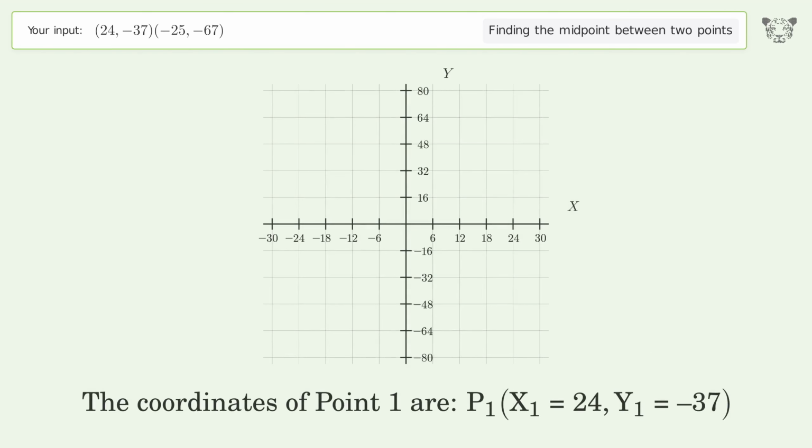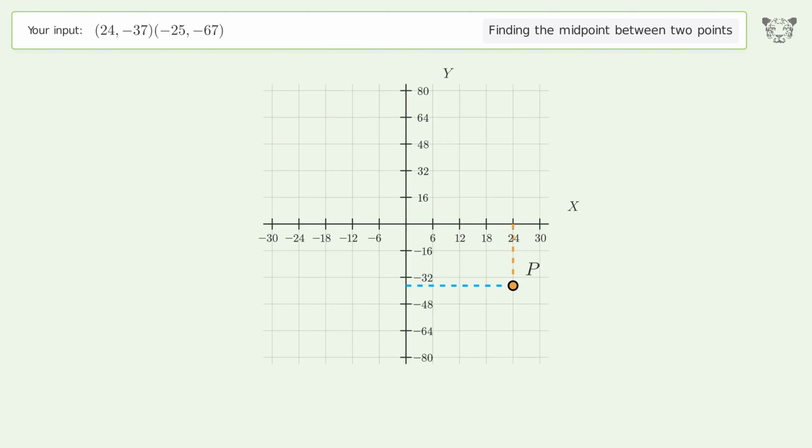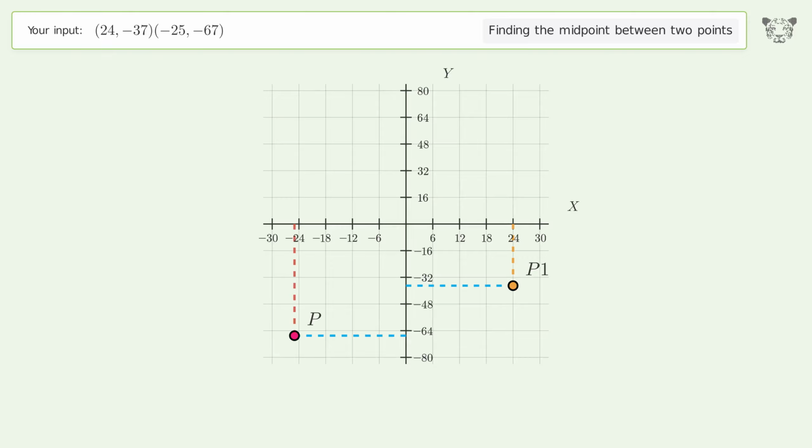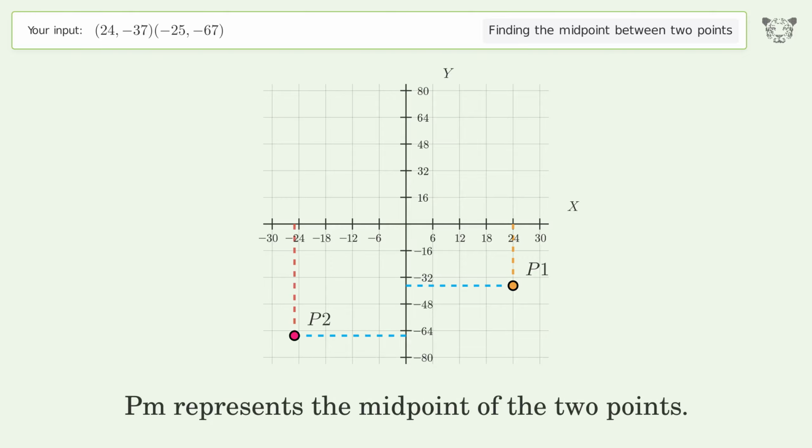The coordinates of point 1 are x1 equals 24, y1 equals negative 37. The coordinates of point 2 are x2 equals negative 25, y2 equals negative 67. PM represents the midpoint of the 2 points.